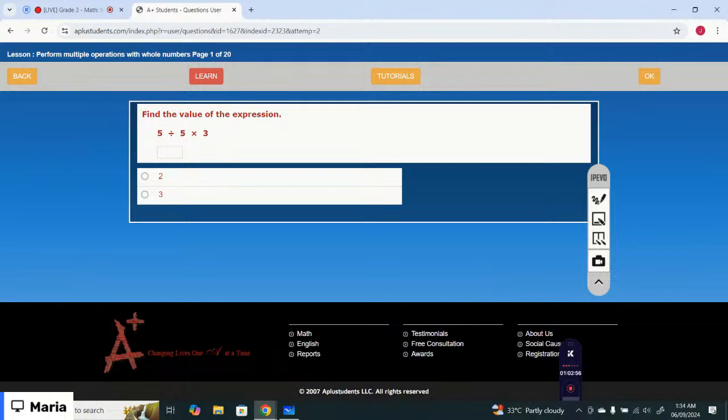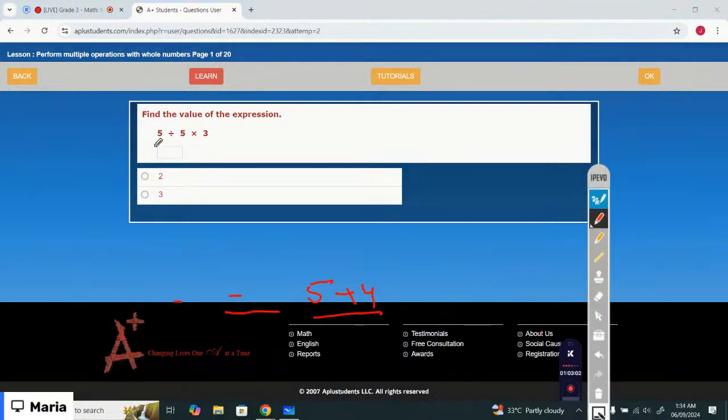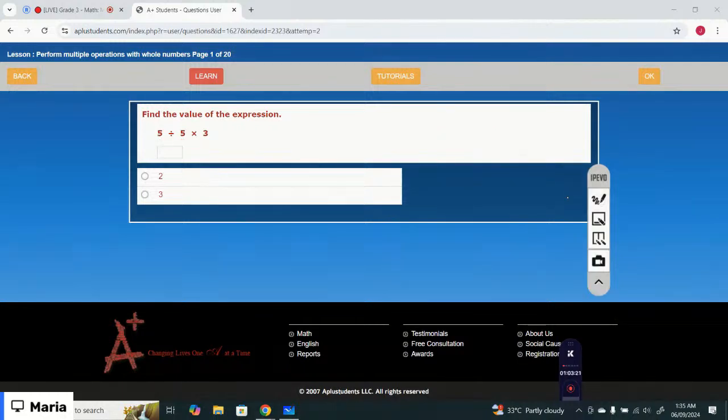Okay, so you have division and multiplication in the same question, right? So divide first, because division has the higher priority, you have to divide first. So 5 divided by 5 is 1. And then you have to do 1 times 3. So 1 times 3 is 3. So the correct option is the second one. 3 is the correct option. Got it? Option number 2 is the correct option.